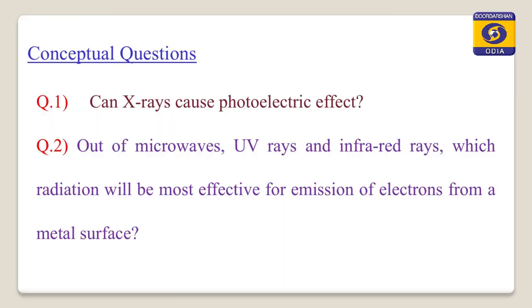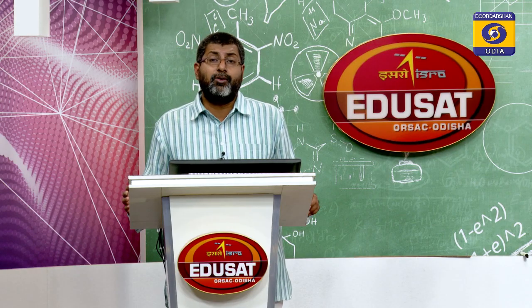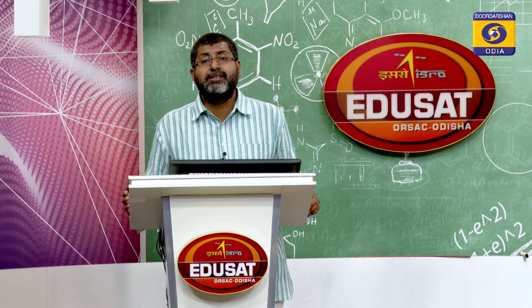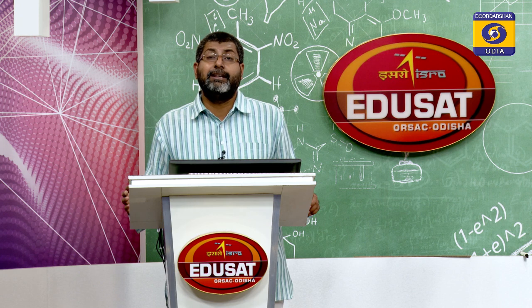Now, out of microwaves, UV rays and infrared rays, which radiation is most effective for emission of electrons from a metal surface? It is the UV rays, because of their high frequency, most suitable for emission of electrons, as they provide enough energy.